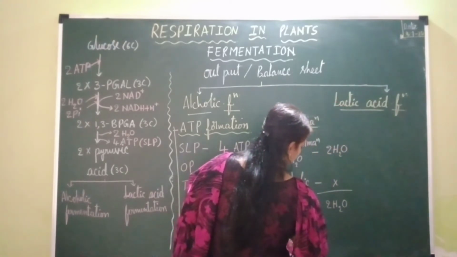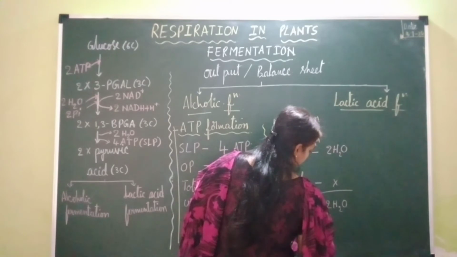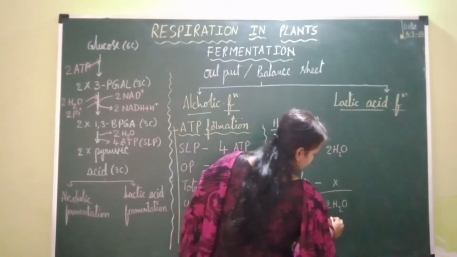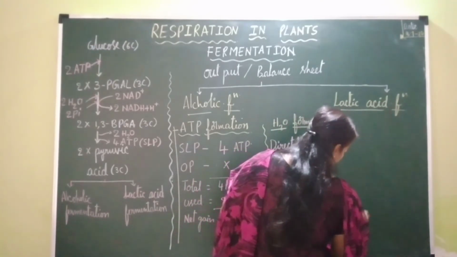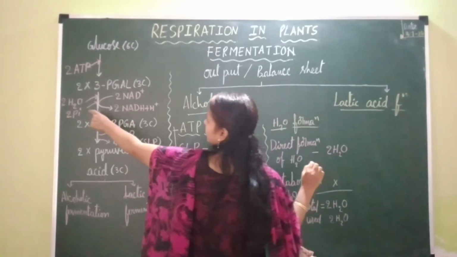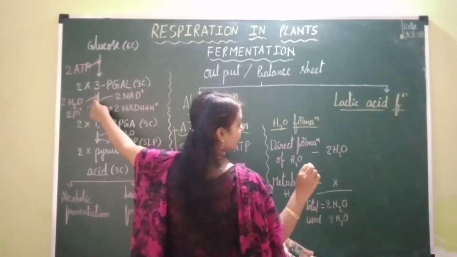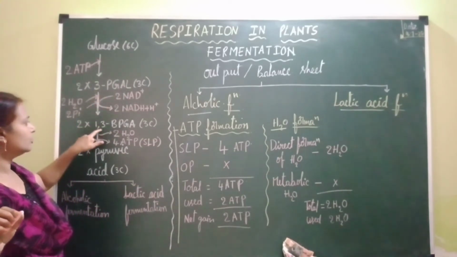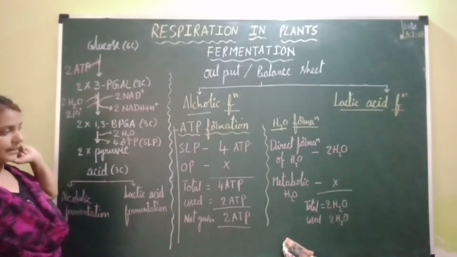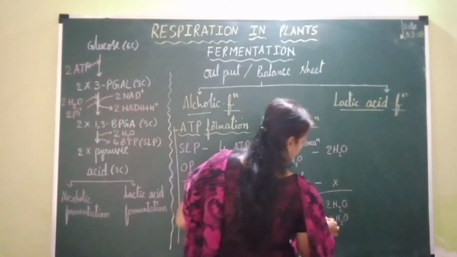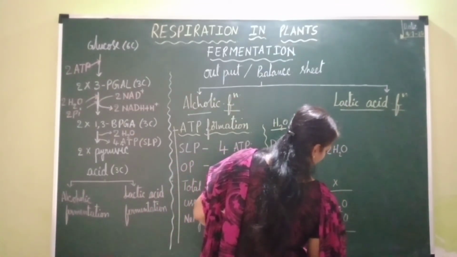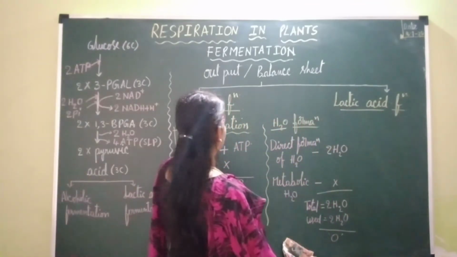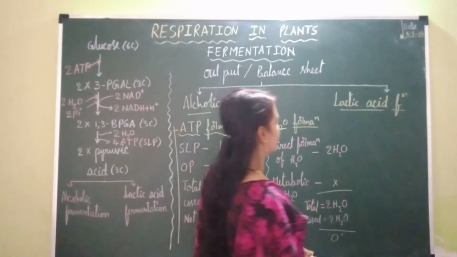So totally how many molecules of water are formed? Total is 2 water molecules. And how many water molecules are used up? 2 molecules of water are used up. Where are they used up? In the 6th step, where 3-phosphoglyceraldehyde is converted into 1,3-bisphosphoglyceric acid. So 2 water molecules are used. So what is the net gain of water? 0. There is no net gain of water during fermentation, in both alcoholic and lactic acid fermentation.